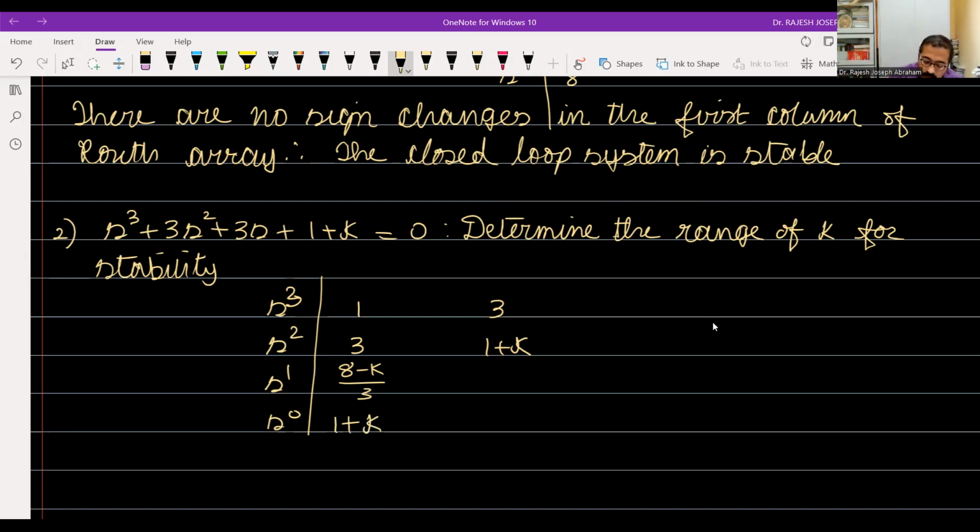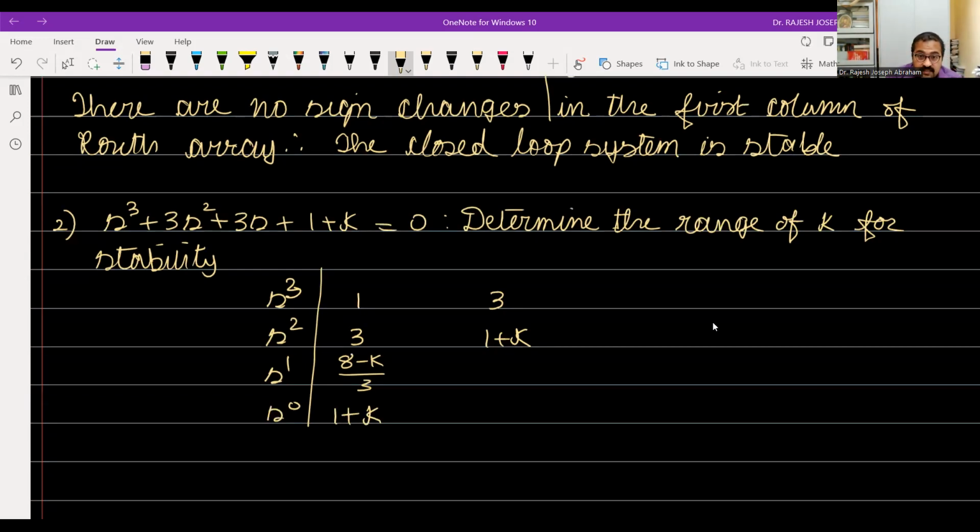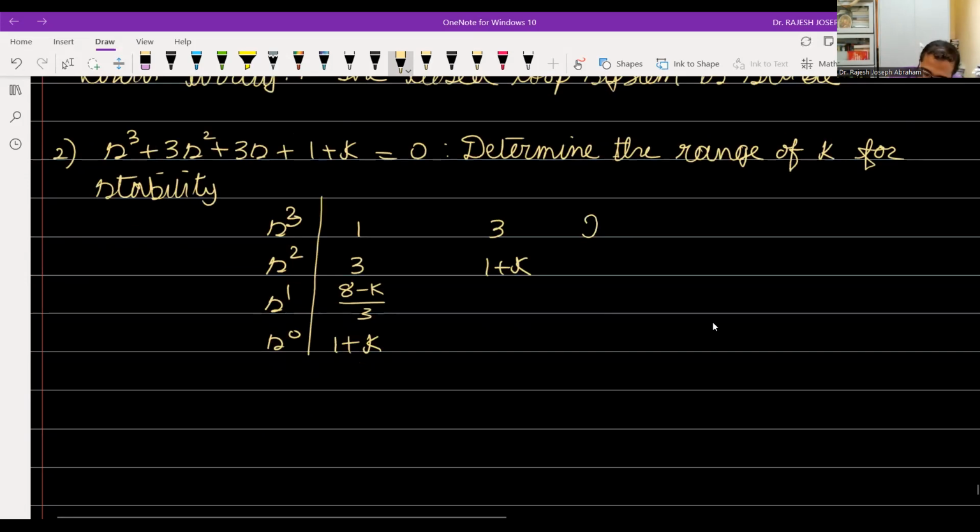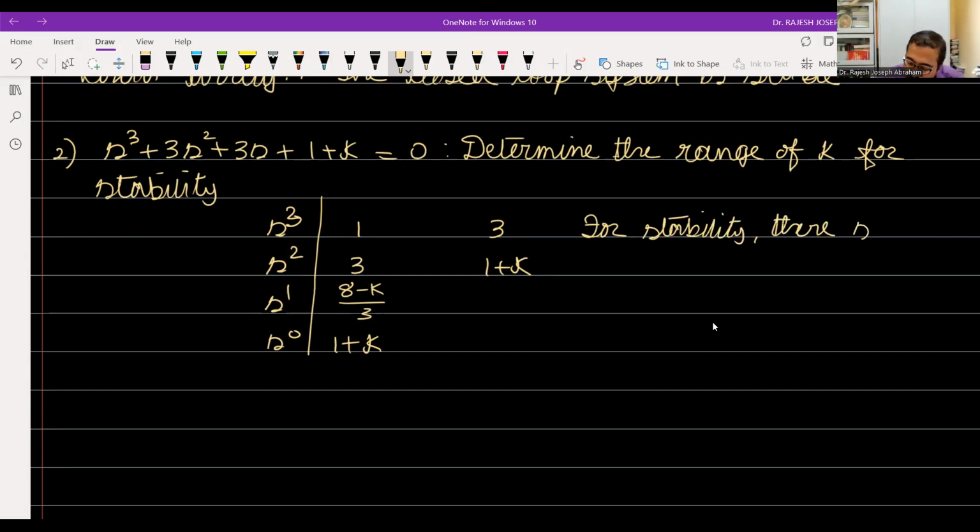Now you see, for stability, there should be no sign change in the first column.